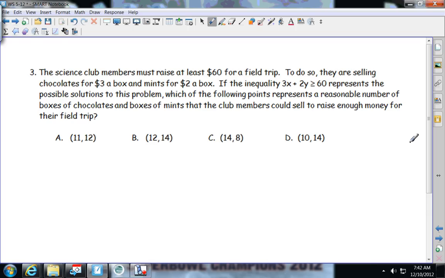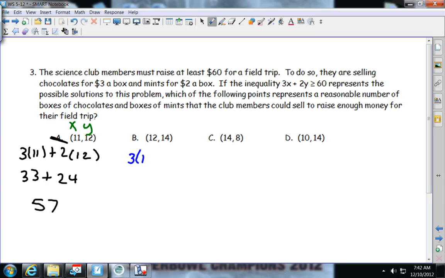Okay, on number 3, it gives us the inequality 3x plus 2y is greater than or equal to 60. The easiest way to do this problem is to substitute the x and the y in there for those numbers and see if it is greater than or equal to 60. So I have 3 times 11 plus 2 times 12, 33 plus 24, that's 57. That's not greater than. So it's not A.